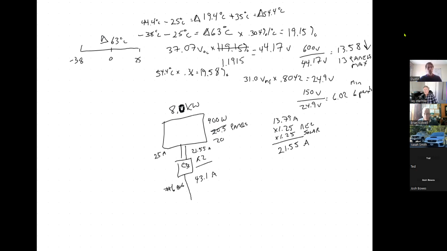So now I come to a DC disconnect. What size DC disconnect do I need? Well, DC disconnects typically come in 30 amp, 60 amp, 100 amp. Those are the main ones that we'll run into. So I don't want to use a 30 amp because it's not going to be enough. So I'll use a 60 amp rated box. But if I have, say, a fuse or a breaker in here, what size breaker do I need?